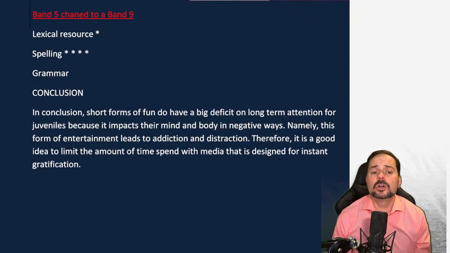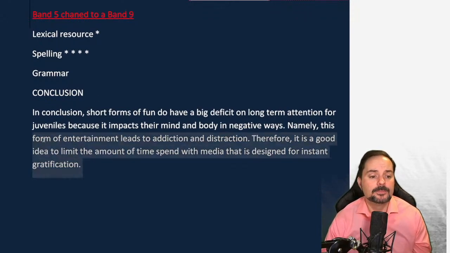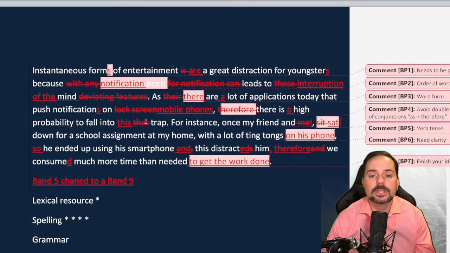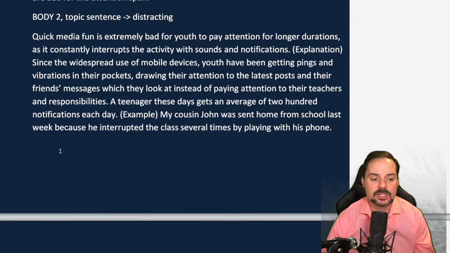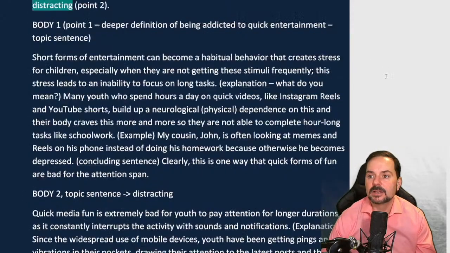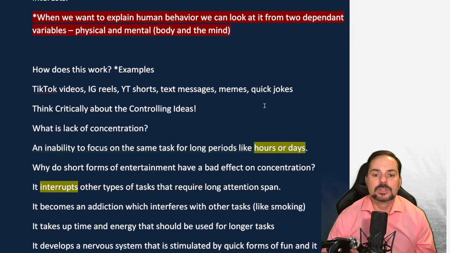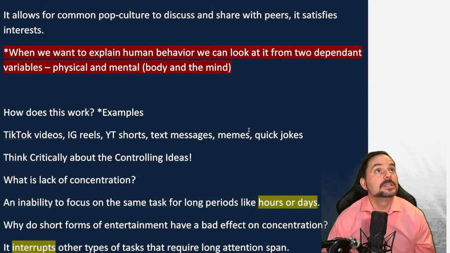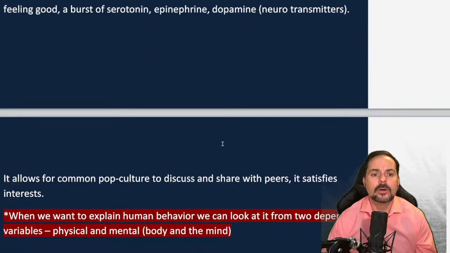So here for the conclusion, I'm simply restating my points, I'm strengthening my argument, and I'm giving a take-home message. Let me just plop that in at the end of the essay. Okay? So there you have it. That's how it looks for that. Let me make sure that you can still see this clearly. Okay, there we go. All right.